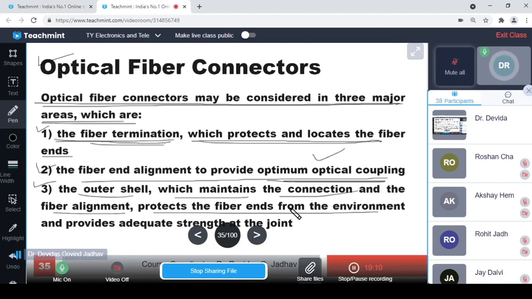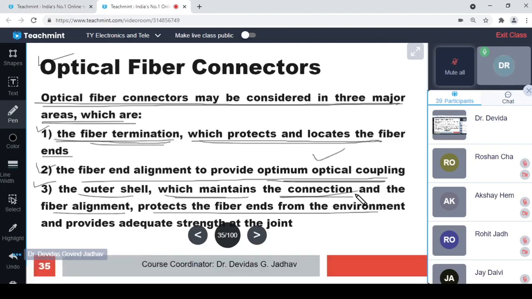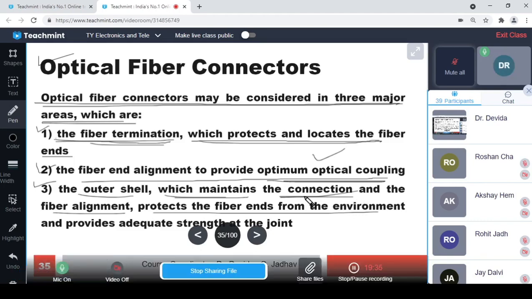So whenever there is a fiber connection, the outer shell of the connection maintains the connection, because there is a tension between the fibers, and due to that tension, lateral fiber misalignment specifically may be introduced. The fibers may go away from each other. That will introduce very large loss or maybe disconnection, and for that the outer shell maintains the connection. It keeps the fibers very much in close vicinity with each other.